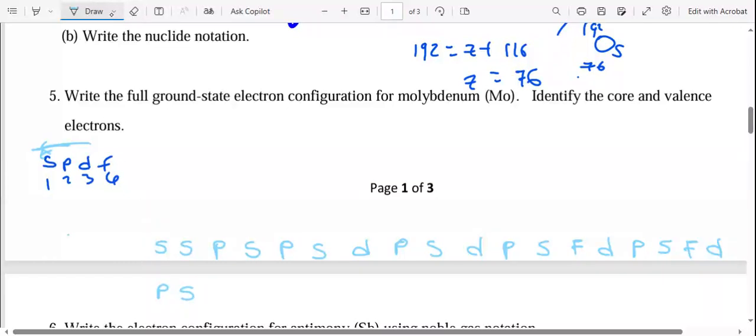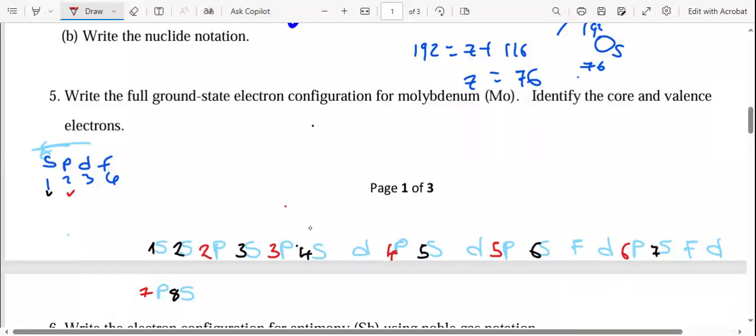Now I'm going to name these. This S starts at 1, so I say 1S, 2S, 3S, 4S, 5S, 6S, 7S, 8S. I also have to count the P, which starts at 2: 2, 3, 4, 5, 6, 7 like that.